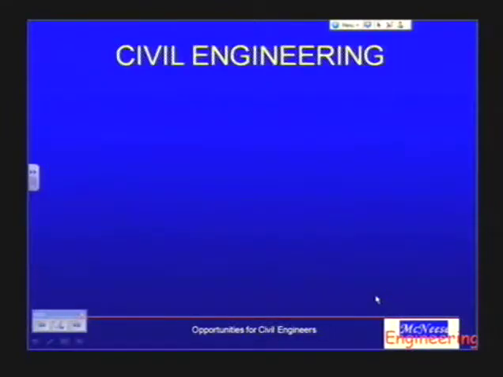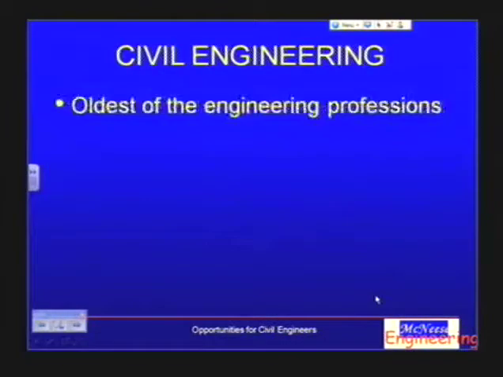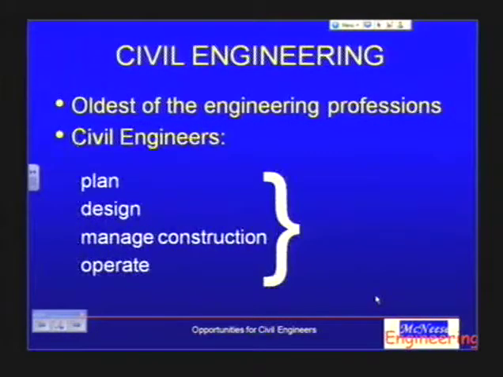All right? So, civil engineering, what is it? Well, it's the oldest of all the engineering professions, and civil engineers plan, design, manage, construct and operate. They do all those different things. In fact, I've known civil engineers that have designed something, they've planned for it, they went ahead and did the design. The contractor said, you know what, I'd like to have you on my construction team because you know the ins and outs of this. I want you to be the project manager, if you will.